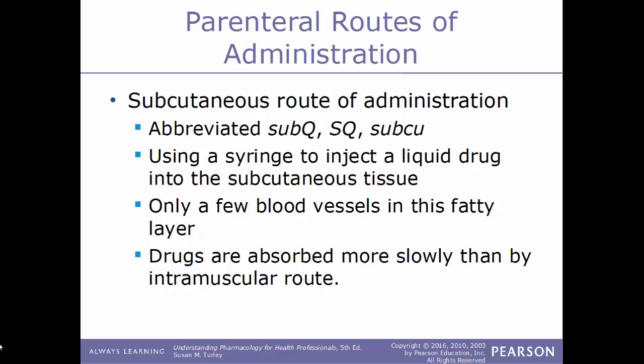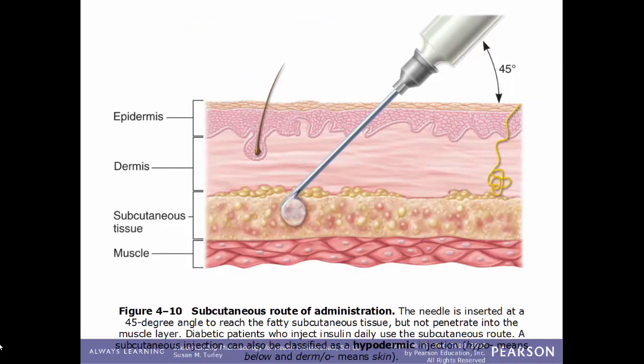Drugs that are injected this way are absorbed more slowly than they would be compared to, say, the intramuscular route. And here's an illustration of how that would look. The syringe is held at a little bit higher of an angle, and you're going to go past the epidermis, past the dermis, into the subcutaneous layer here. This is also known as a hypodermic injection because you're going below the dermis.